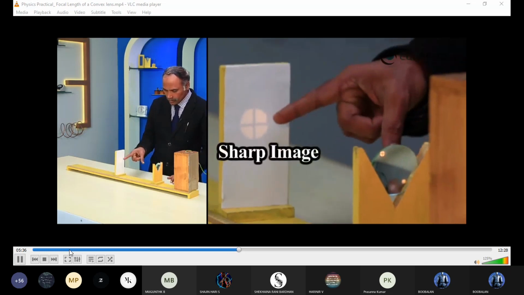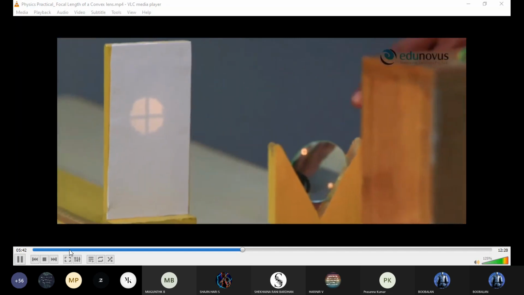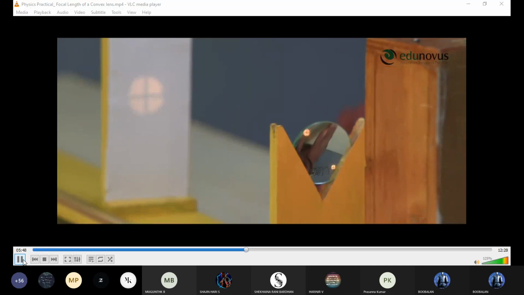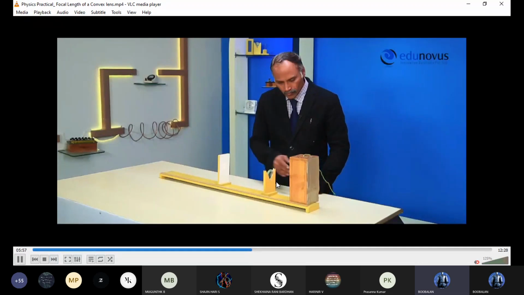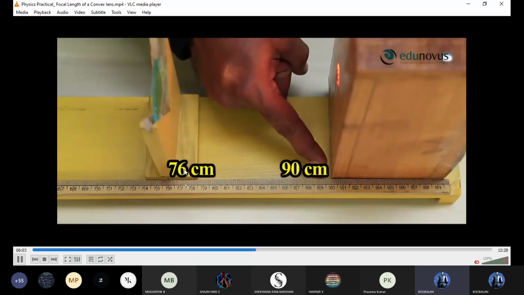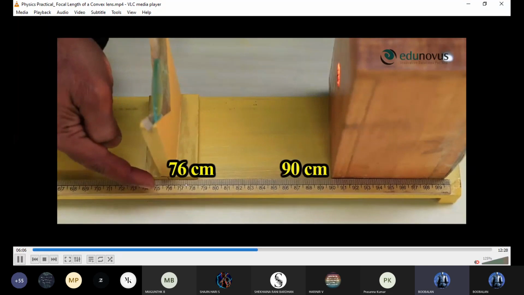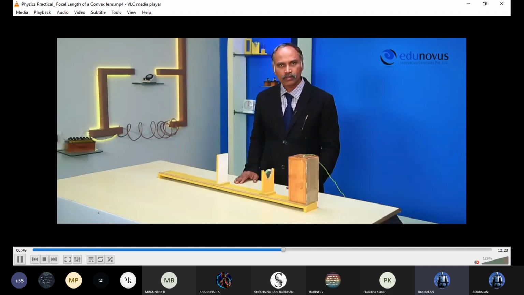Here you can clearly see that a sharp image of the object is obtained on the screen, and the distance from the lens to the object gives us U, and the distance from the lens to the image. Listen, object to lens, that is the object distance U, lens to screen, that is the image distance V. So like that, you should find U and V using the optical bench for different values. This is the lens formula, using the sign convention.